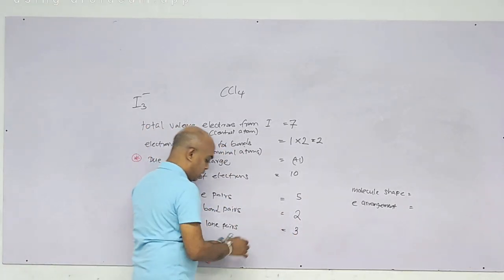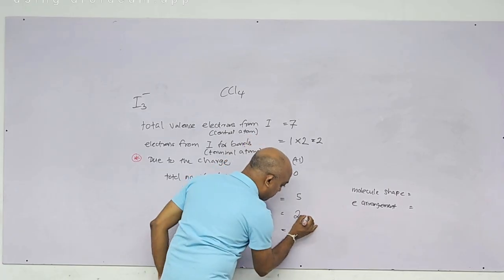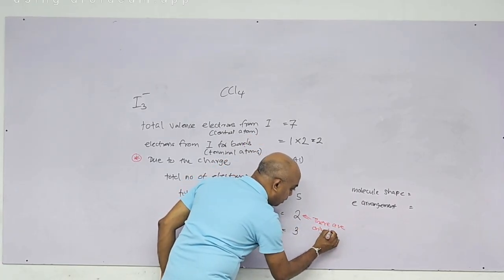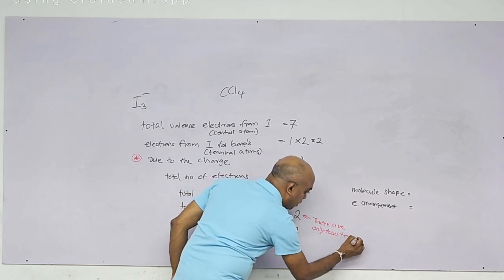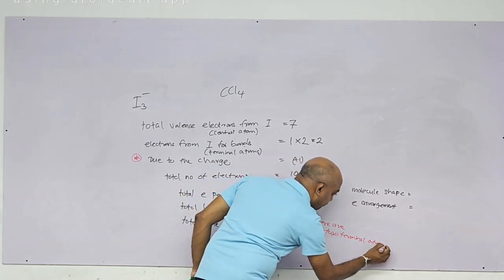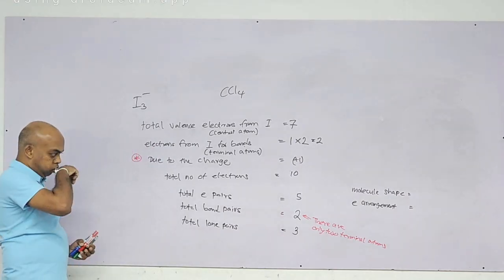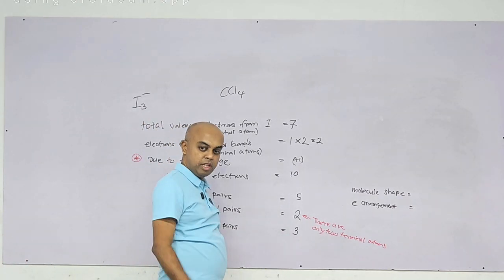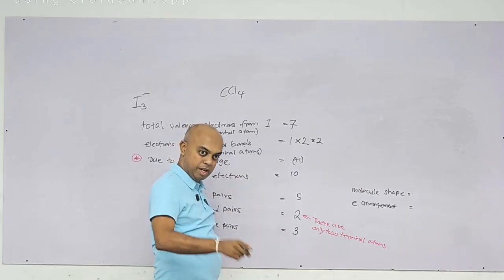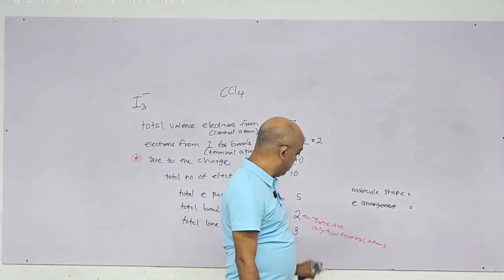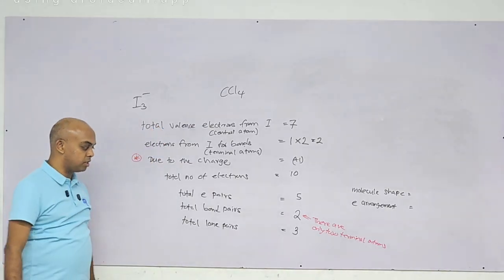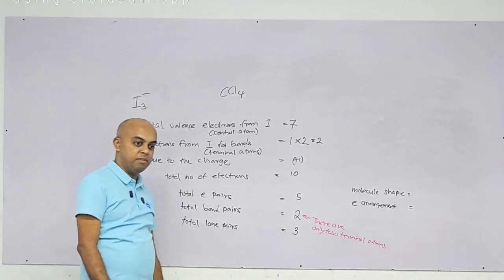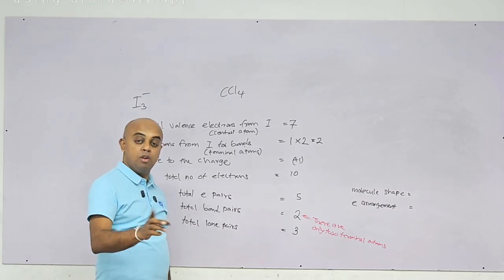Here, why does this become 2? Because there are only 2 terminal atoms. So this is 2, 3. 2, 3 is linear. Look at the table. Bond pairs is 2, lone pairs is 3. 2, 3 should be linear. That is the molecule shape. What is the electron arrangement?